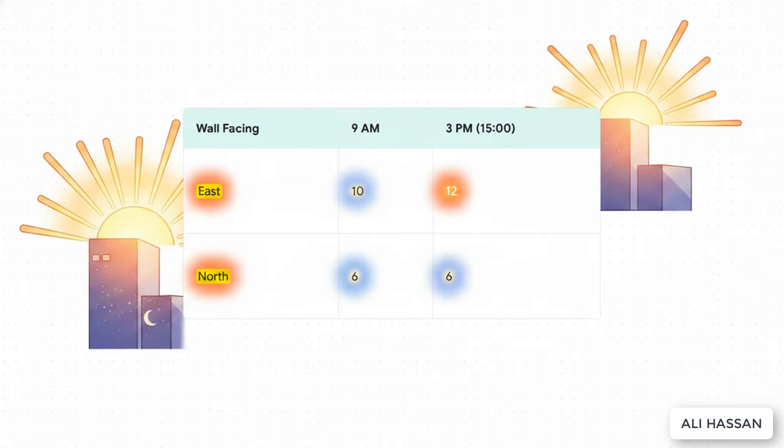And this little table shows you exactly why this stuff matters so much. Check this out. At 9 in the morning, an east-facing wall is getting blasted by the sun, so it has a heat factor of 10. But the north-facing wall, it's still in the shade, so its factor is only 6. See? Direction matters, time of day matters, it all counts.